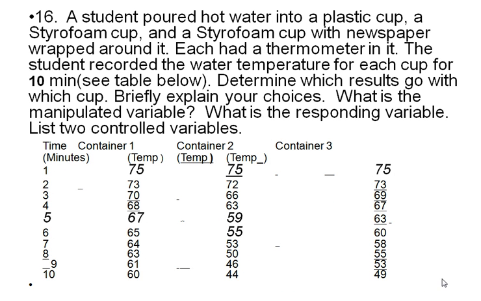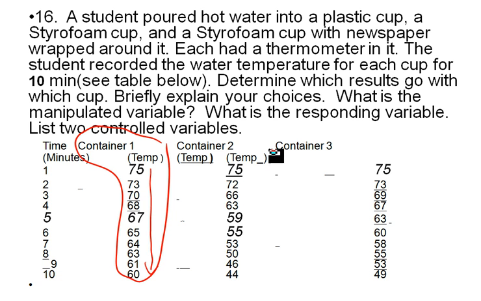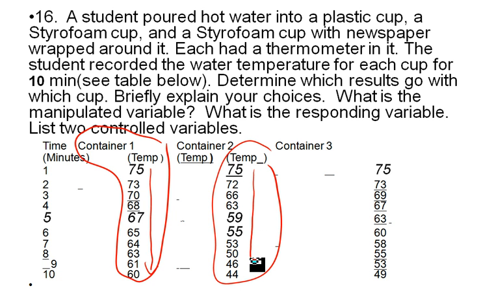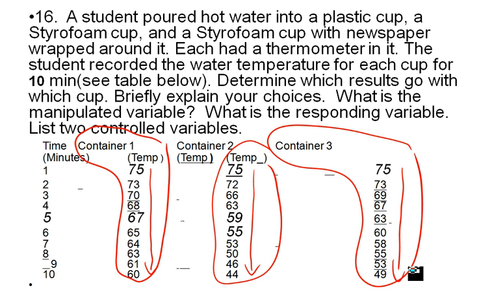Next, the student poured hot water into a plastic cup, a styrofoam cup, and a styrofoam cup with newspaper wrapped around it. Each had a thermometer in it. The student recorded the water temperature for each cup for 10 minutes. Determine which results go with which cup. Briefly explain your choices. What is the manipulated and the responding variable? So here's one container. We don't know which one, and we watch, and it starts at 75 and it cools to 60. Here's the next one. It starts at 75 and it cools to 44. And here's container 3. It starts at 75 and cools to 49.